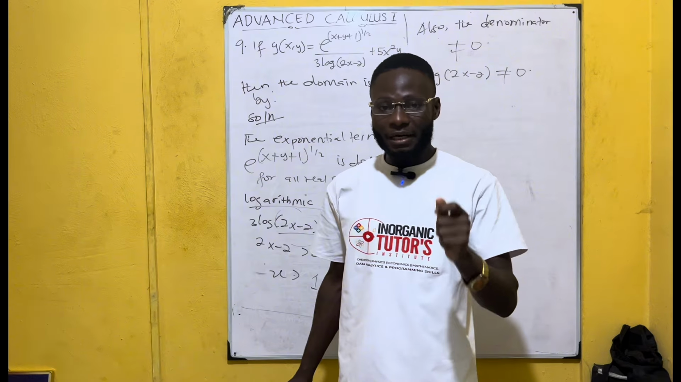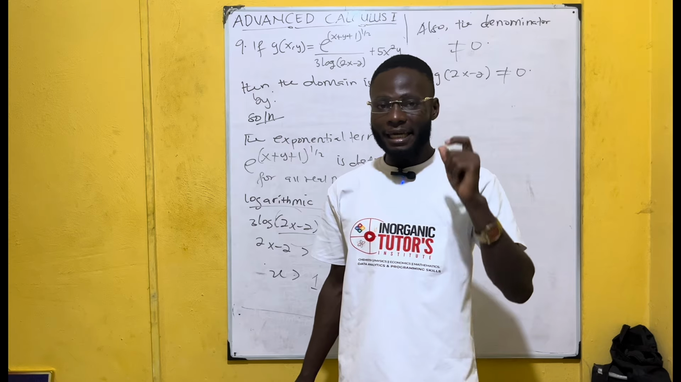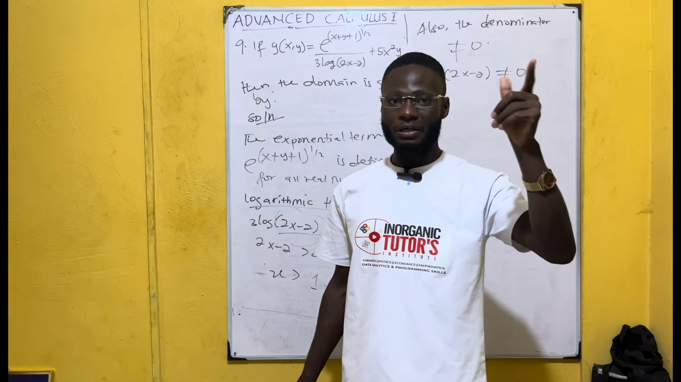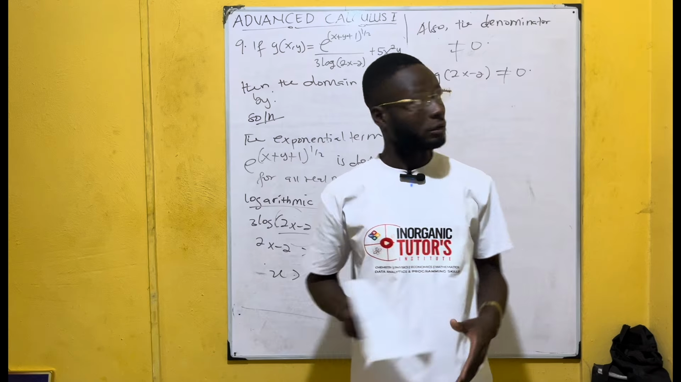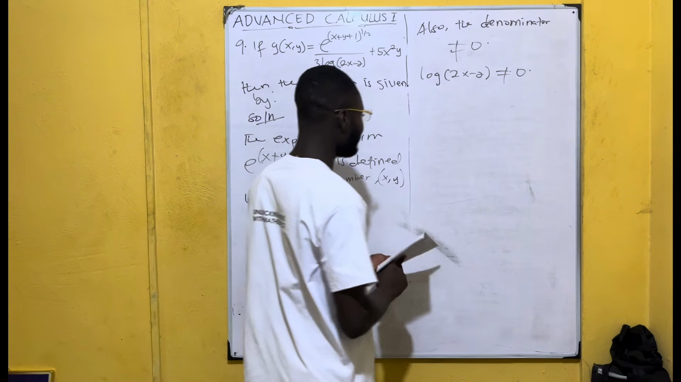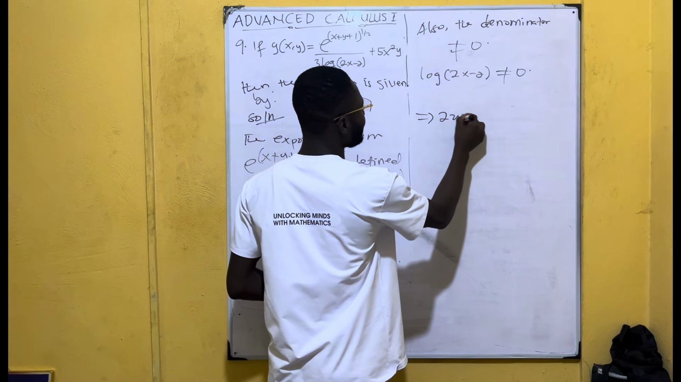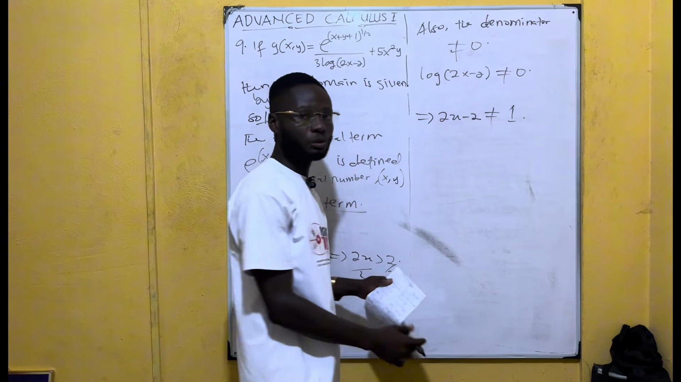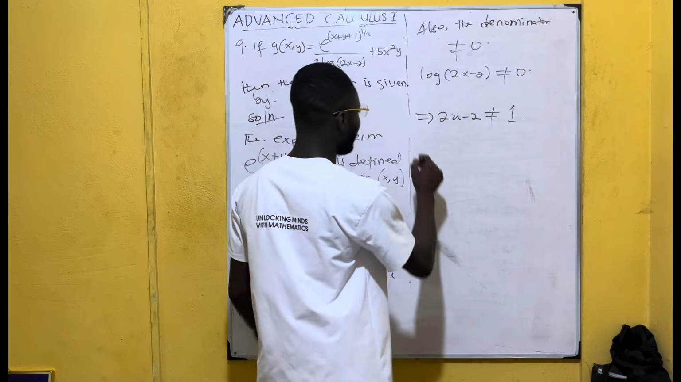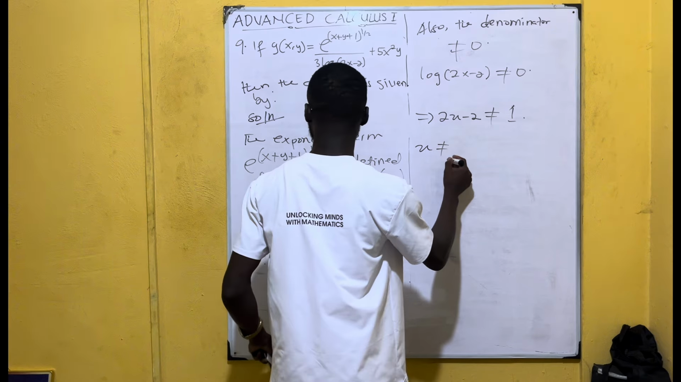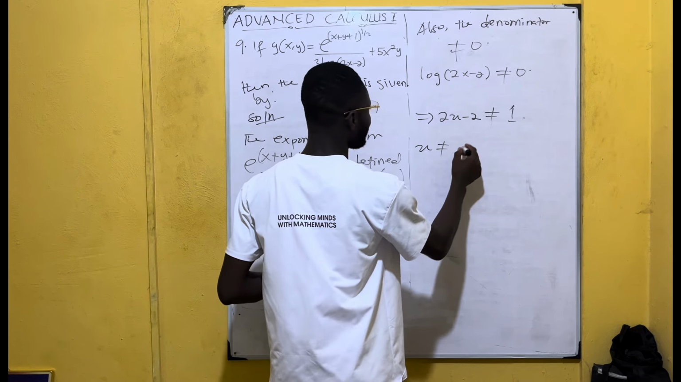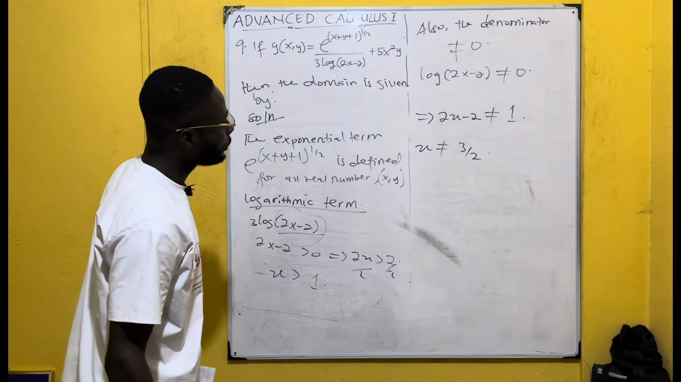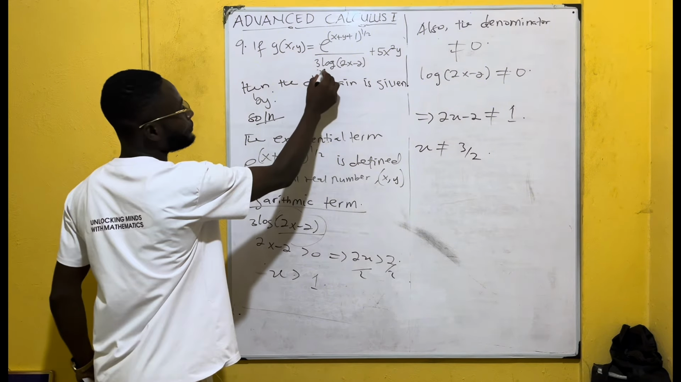But the reason is why arguments in a log expression must be positive. So it must be greater than 0. Greater than 0 means from 1 upward. So this implies that 2x minus 2 must not be equal to 1. So we are going to have x not to be equal to 3 on 2, right? So x should not be equal to 3 on 2 from here.